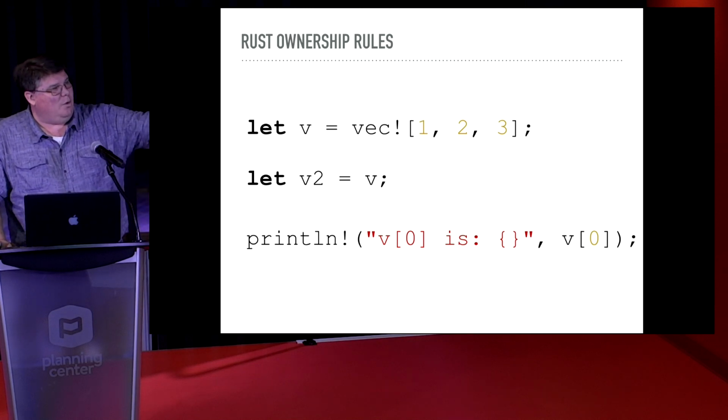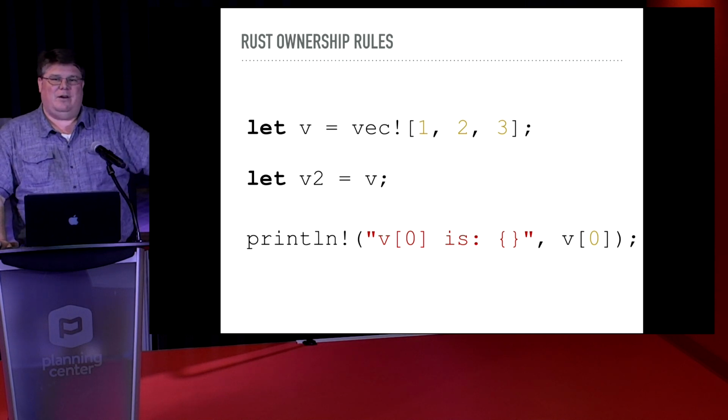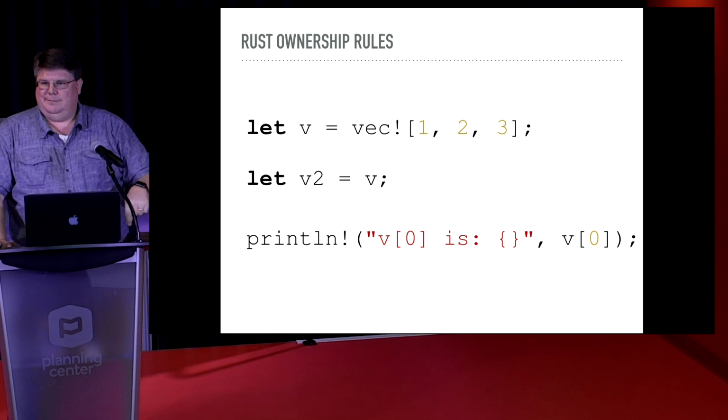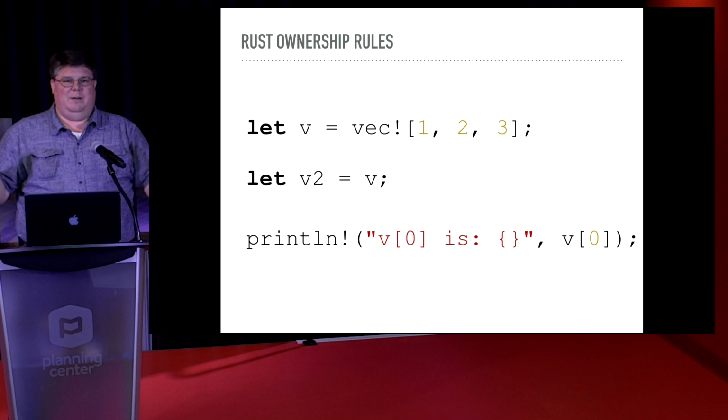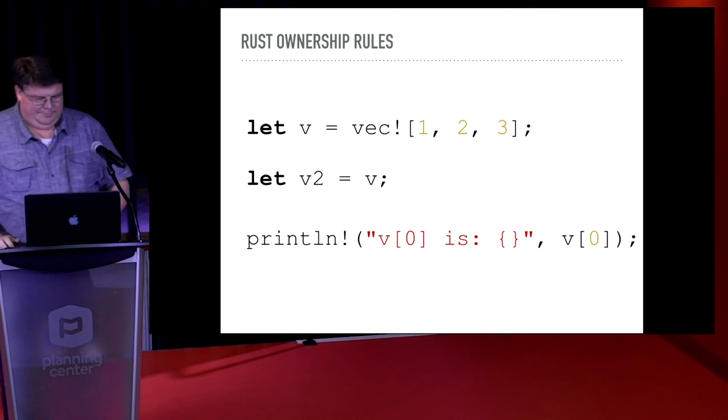So this print statement would not work because it's trying to reference v, and v doesn't exist anymore. But the important thing here is you get that error at compile time, not at runtime, right? There's no joy better than running a Ruby program for 24 hours straight and having it fail on the next to last print statement because you mistyped a variable name, right? This won't let you do that. Okay.